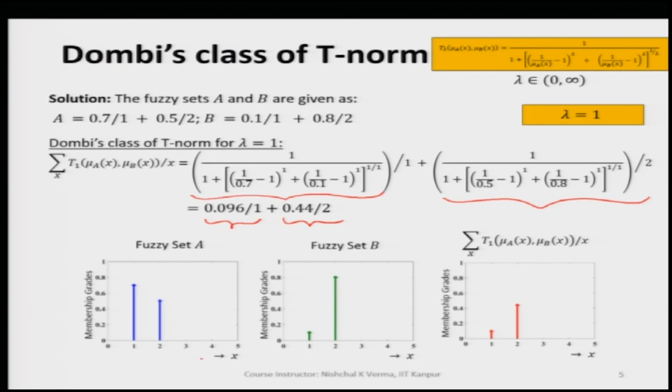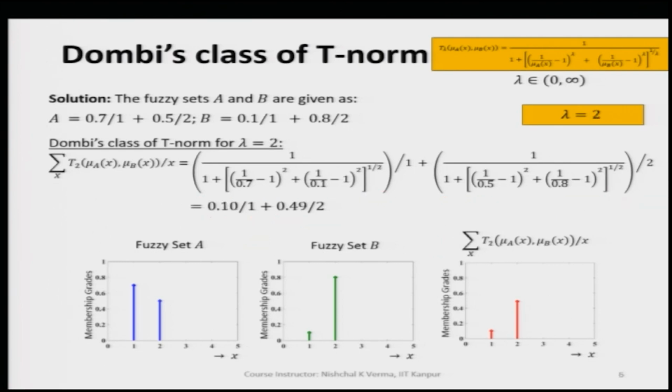So, when we take the intersection of these two fuzzy sets using Dombi's class of T norm, we get this result, and you can see it plotted here. Please understand that we have taken the value of the parameter lambda equal to 1. Here we can change the value of lambda. Let us take some other values of lambda and see how the results vary.